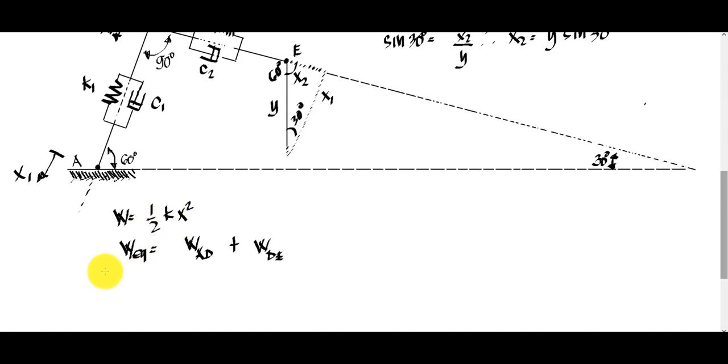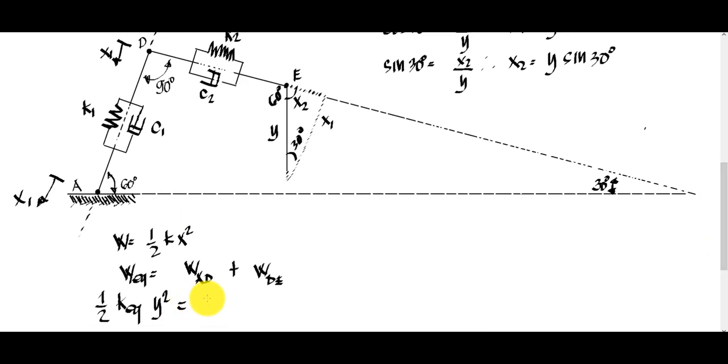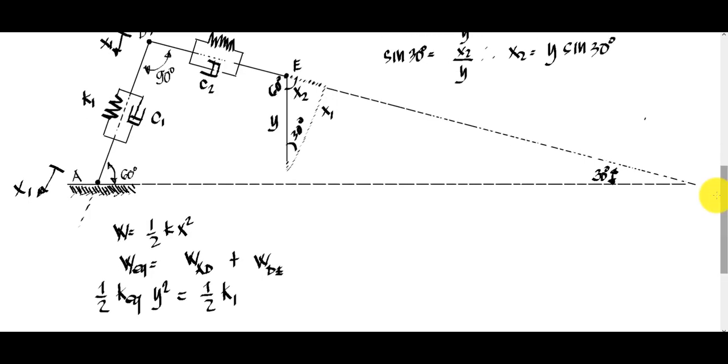Now, going back to the equations, we can express this in terms of K equivalent. That will be 1/2 times K equivalent, times the overall displacement, which is Y squared, which is equal to the work of the bar AD. This is also 1/2 times K sub 1 multiplied by the displacement for the bar, X sub 1, plus 1/2 K sub 2 times X sub 2.